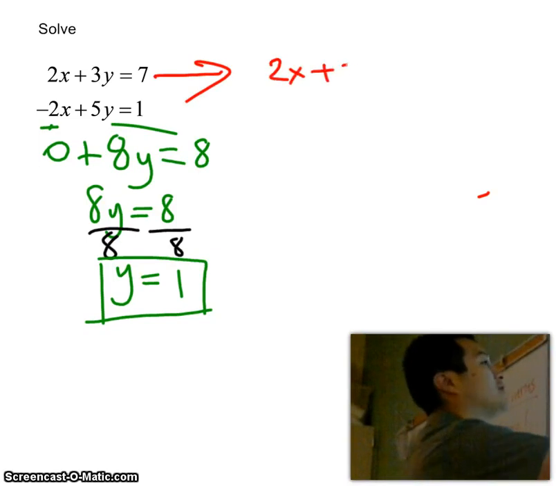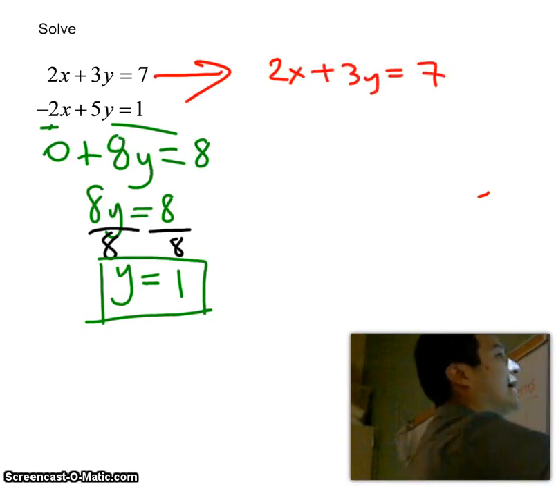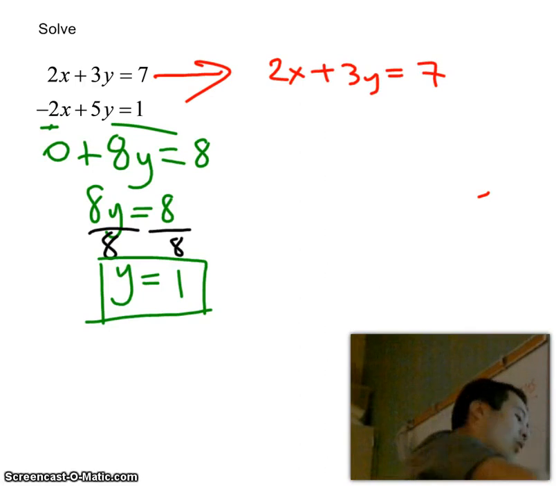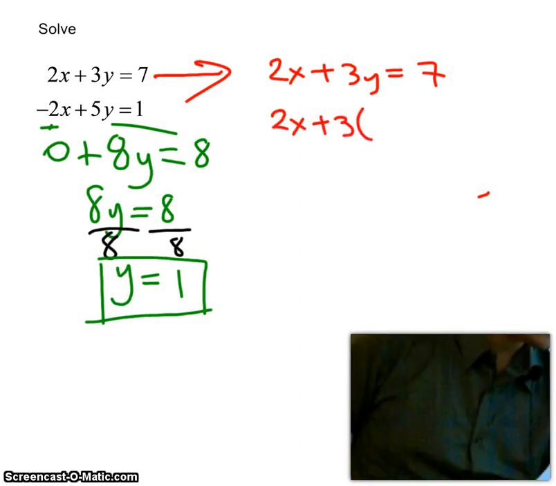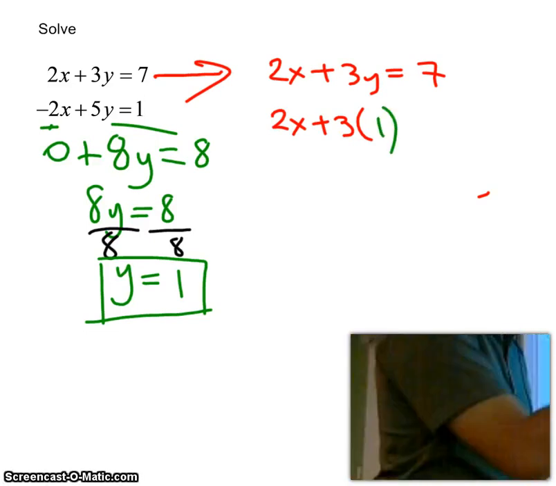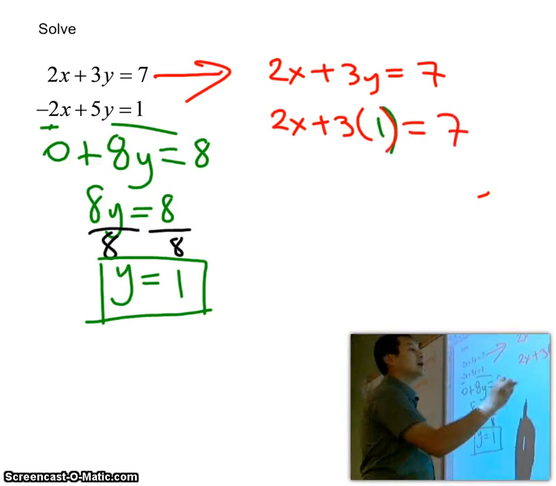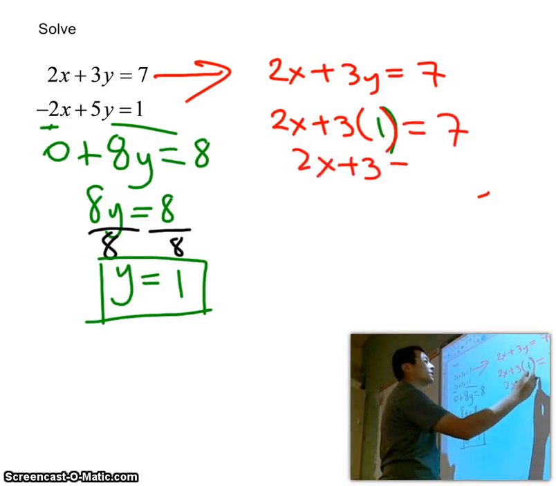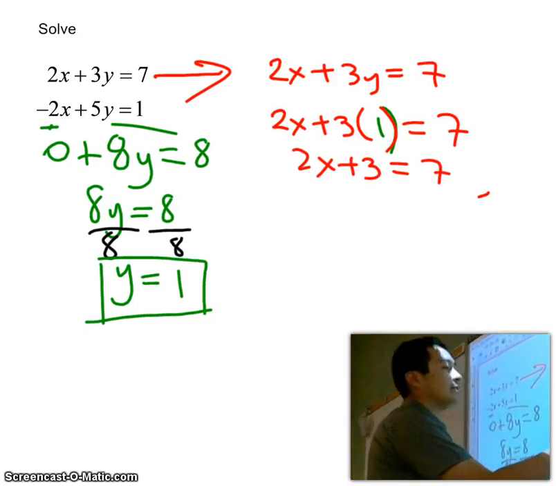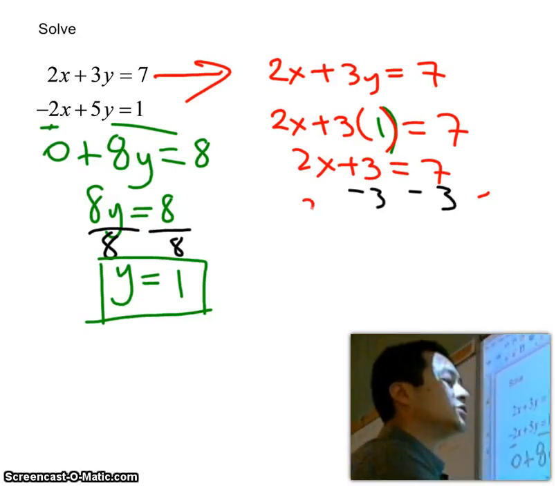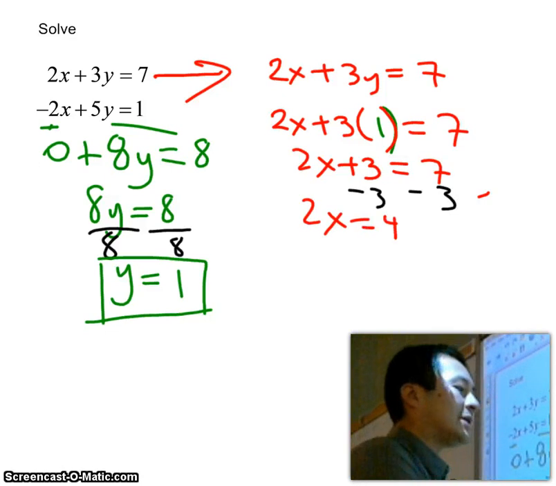2x plus 3y equals 7. That means every time I see a y, I put in 1. So 2x plus 3 times y. What's y? 1. Equals 7. 2x plus 3 equals 7. 3 times 1 is 3. Minus 3 from both sides. 2x equals 4. Divide by 2 on both sides.